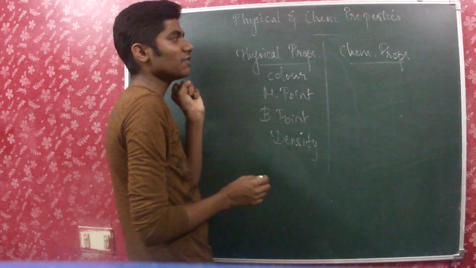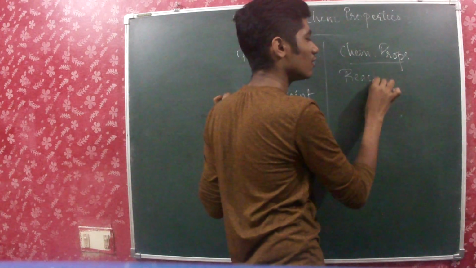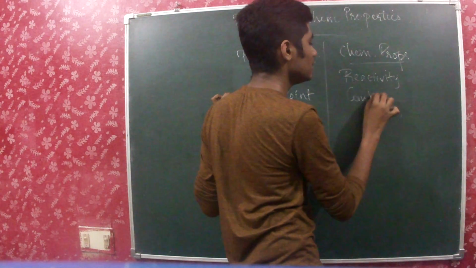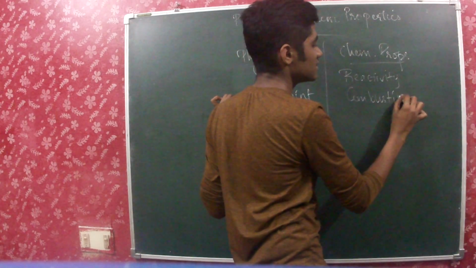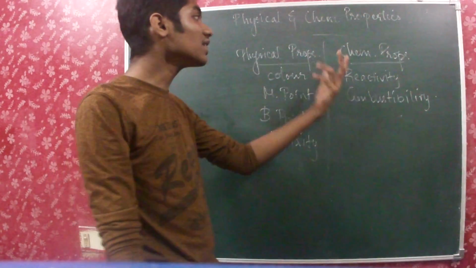These are all the examples for physical properties, whereas for chemical properties we have reactivity with air or water or acids or alkali, then combustibility, the ability to get burnt. So these kinds of things come under chemical properties.